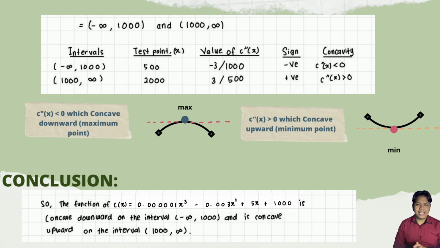So yeah, second derivative of the cost function less than 0 means concave downward, which is a maximum point. And the second derivative of the cost function more than 0 means concave upward, which is a minimum point. So what I can conclude here is that the function C(x) equals 0.000001x cubed minus 0.003x squared plus 5x plus 1000 is concave downward on the interval negative infinity to 1000, and it is concave upward on the interval 1000 to infinity.